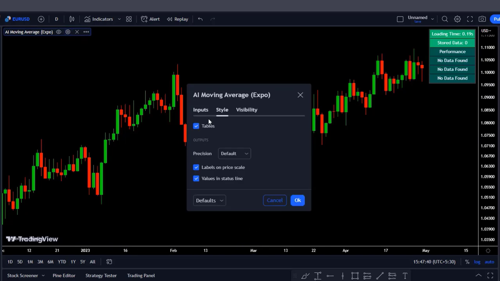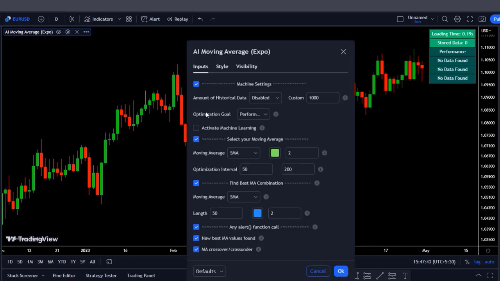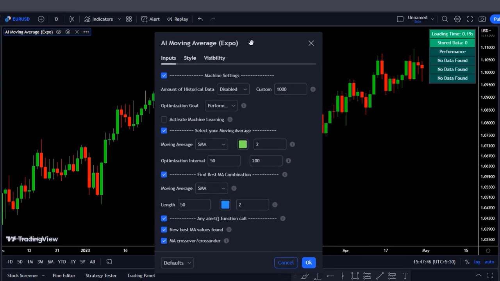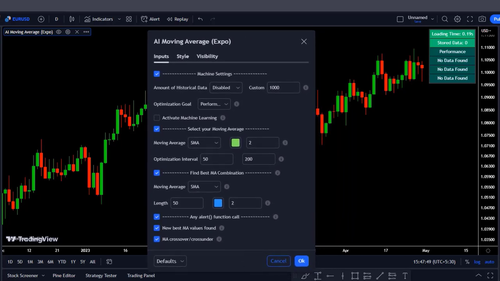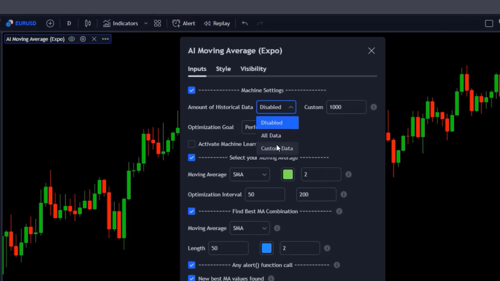First off, in the input section, we need to select the amount of historical data we want machine learning to process. Here you have two options to select from: all data or custom data. Based on custom data, the indicator lookback will be limited to a certain number of bars. By default, this number is set to 1000. We recommend choosing all data. Once you've selected this option, you will see two moving averages appear on the chart.